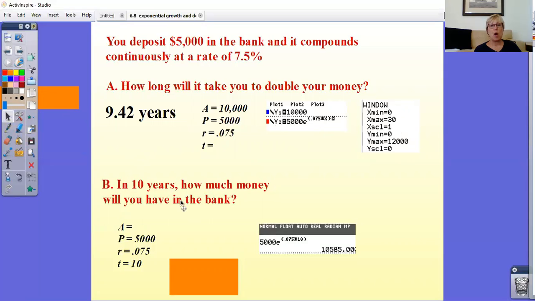In 10 years, how much money will you have in the bank? APRT, 10 years, same rate, same beginning amount. Now notice that this is just an expression, 5,000e to the 0.075 times 10. And I don't have to deal with y1, y2. I just go to my home screen. This is a home screen problem when you're solving for A. If you're solving for P, R, or T, go to y1, y2.